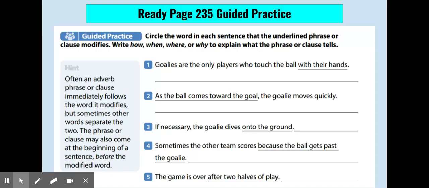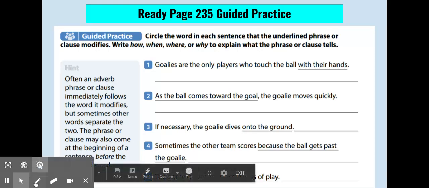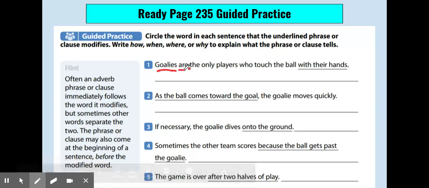So number 1, I've got goalies are the only players who touch the ball with their hands. So my subject is goalies. Are is my verb. Only players who touch the ball. Who touch the ball with their hands. It's another subject and another verb. The ball with their hands is a prepositional phrase. Okay. All right. And this is what we're looking for.